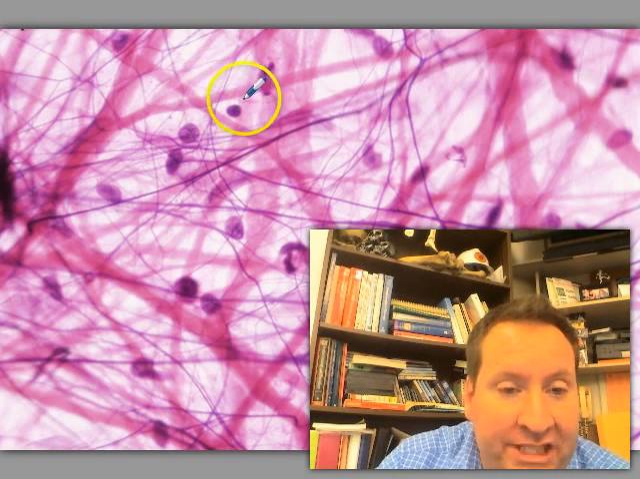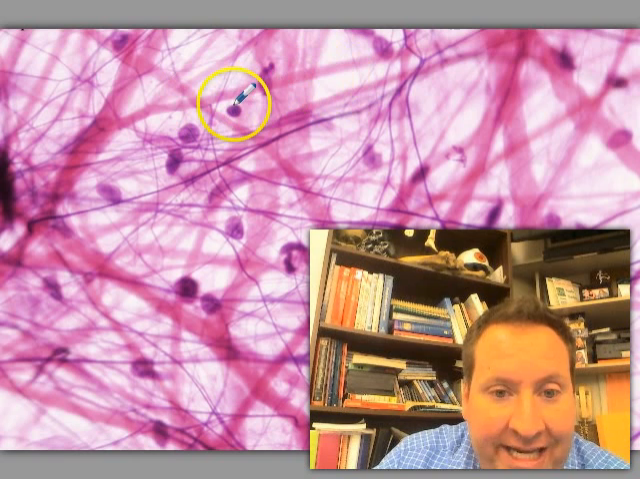But some of the key characteristics when we take a look at connective tissue: basically the cells are more spread apart, and in between the cells we have something called an extracellular matrix.